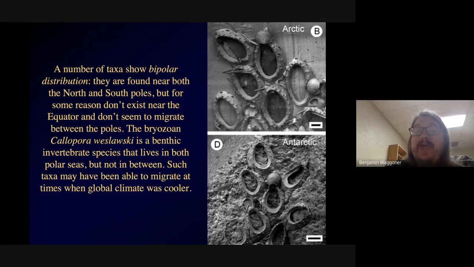The species is called Calipora veslavski, and it's just an example of a species that lives in both polar seas, but it doesn't live in between. It's possible that it might have been more widely distributed and been able to migrate at some time when global climate was cooler. But right now it's in the Arctic and Antarctic and doesn't seem to be located in the in-between. So don't worry too much about exactly what a bryozoan is, but you do need to know bipolar distribution.